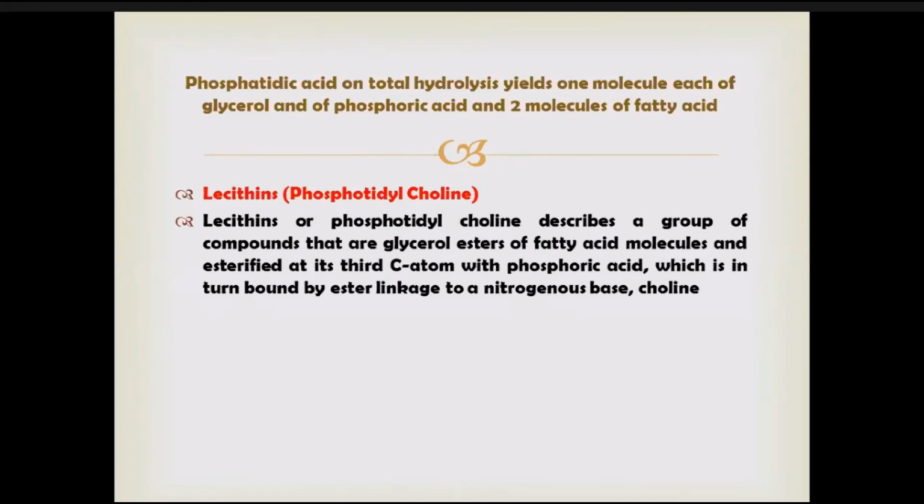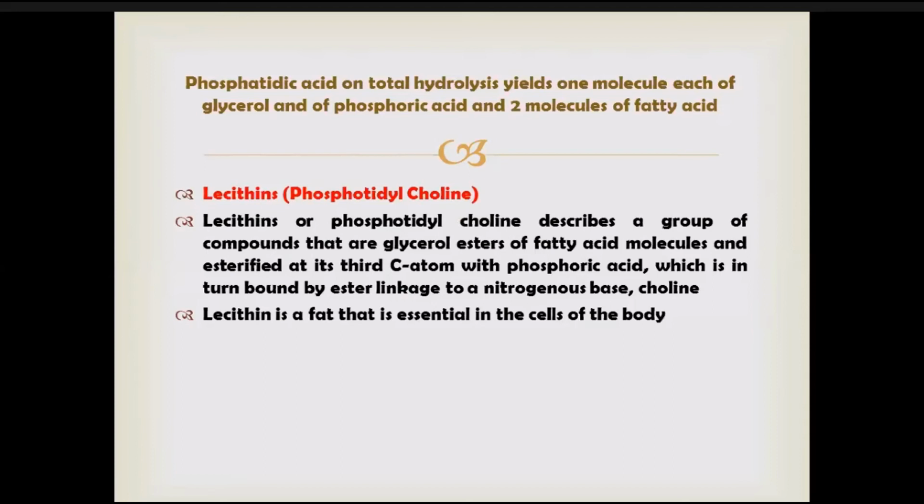So we can describe it in simple words this way: they are a group of compounds that are glycerol esters of fatty acid molecules. On the third carbon atom, a nitrogenous base will be attached through an ester linkage, that is choline. Okay, on the third carbon it is esterified with phosphoric acid, and obviously this phosphoric acid is further attached to a nitrogenous base through an ester linkage, and that nitrogenous base is choline.